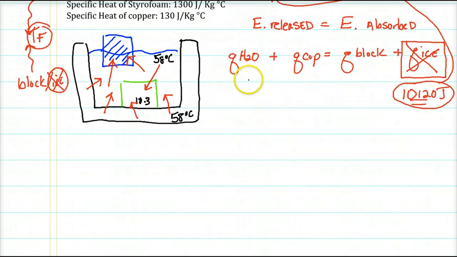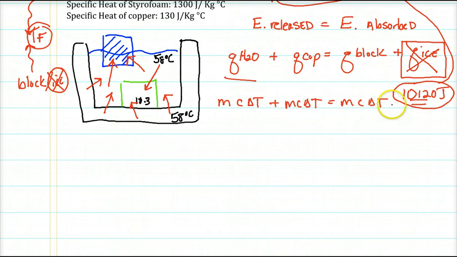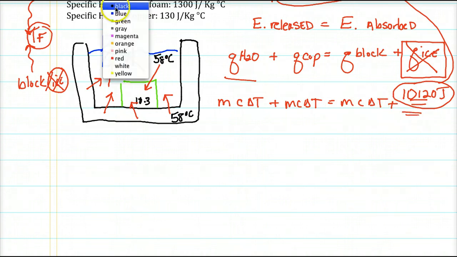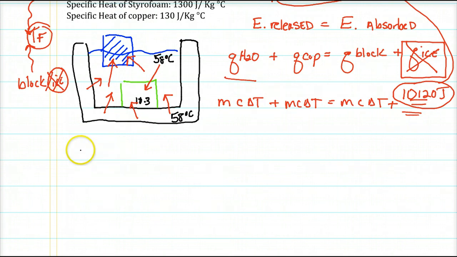So we've got Q of the water, so that's the mass of the water, MC change in T. That's the formula that we've been using for our Qs. Okay, plus MC change in T for the cup equals MC change in T for the block. And of course, we're adding this value. So let's go to some different colors. Let's go black. Okay.